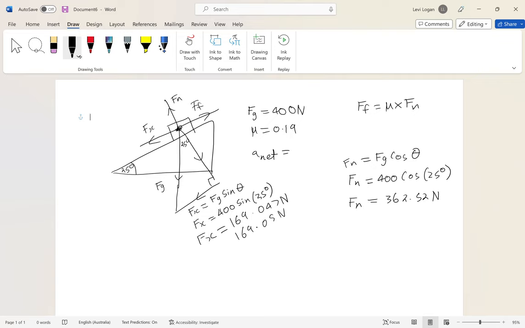Our force of friction is going to be 0.19 times this number here, 362.52. Using our calculator, our force of friction is 68.87 newtons. And that's much more acceptable, because if you put something on any surface and it rolled down really smoothly, you obviously had a friction of 0.